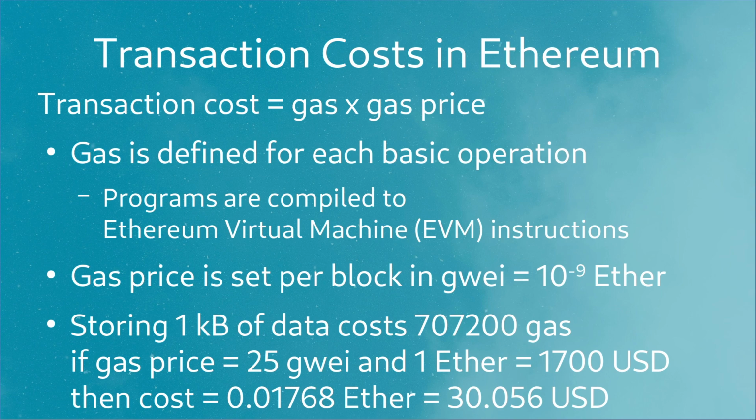As an example, to store 1 kilobyte of data on the Ethereum blockchain costs 707,200 gas, and a typical gas price on the blockchain is 25 gigawei. So if you were to store 1 kilobyte of data on the blockchain with the gas price of 25 gigawei, you would have to pay 0.01768 ether. If an ether is around 1,700 US dollars, then you would have to pay about $30 to store a kilobyte of data on the Ethereum blockchain.